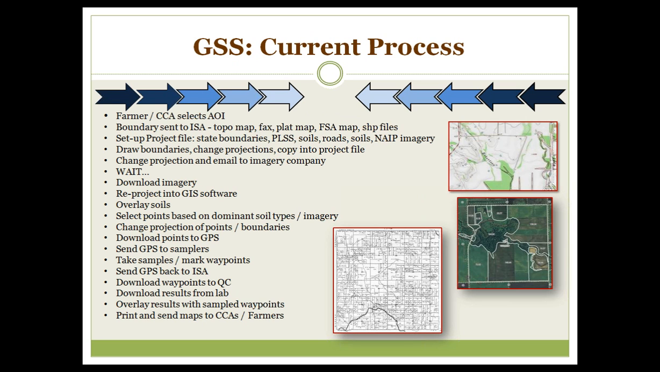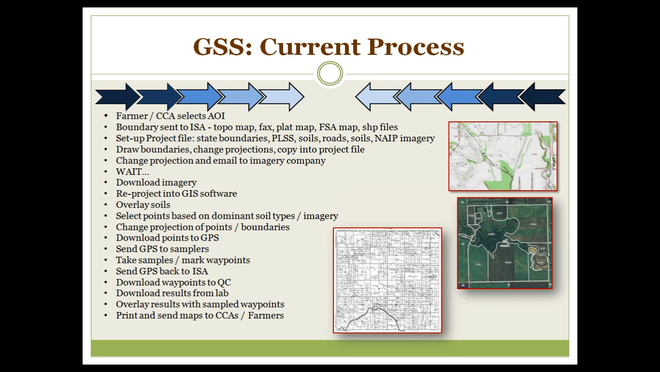Right now, a farmer or CCA, myself, selects an area of interest, usually a field boundary. We can get those boundaries sitting in a field, and I can draw them in sitting at the kitchen table, or they can be sent to me via a topo map or a faxed copy of a plat map or an FSA map. Some of our guys have shape files, and those are blessings. But, you know, I have told Ed the other day, I have been given some topo maps and told good luck. It's just been outlined, and that's tough.